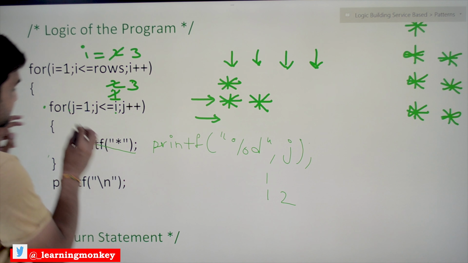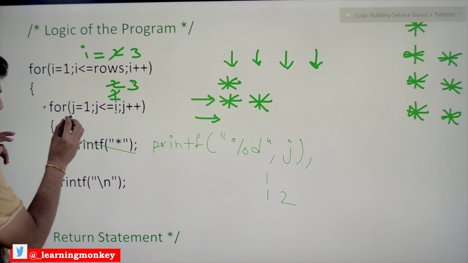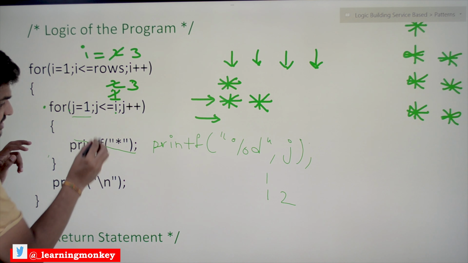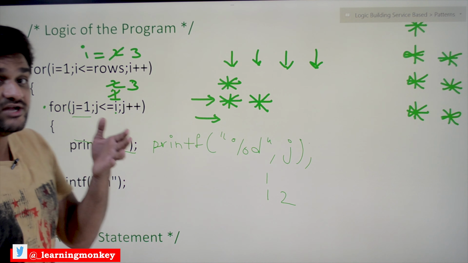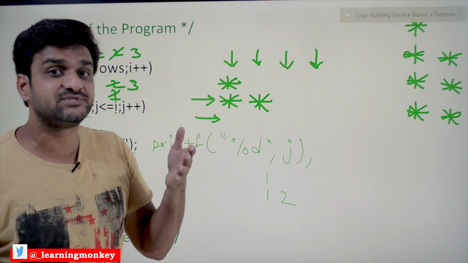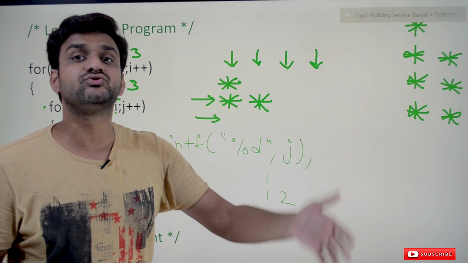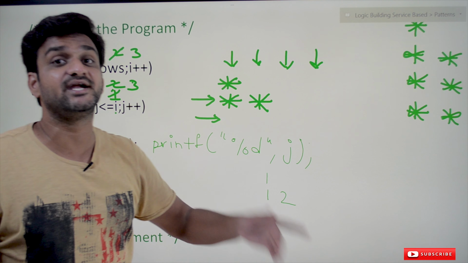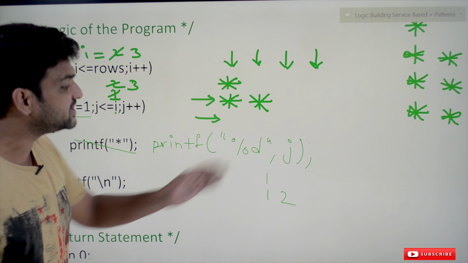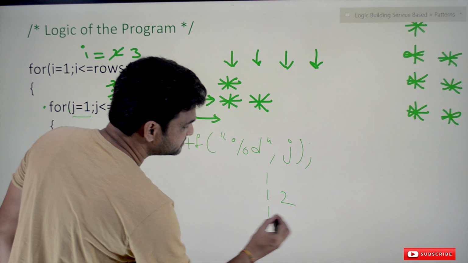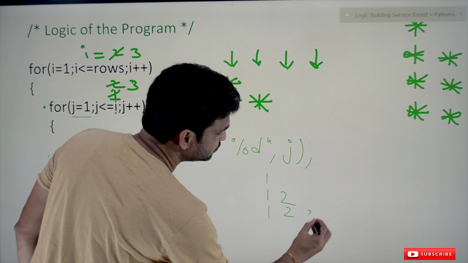So value of j, here the value of j is going to start from j is equal to 1, and this will iterate for 3 times. The value of j is going to be incremented from j is equal to 1 to 2, 2 to 3. So 3 times it will get iterated, and each time the value of j will get printed. So each time the value of j will get printed means 1, 2, 3.